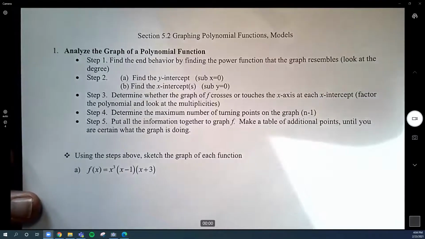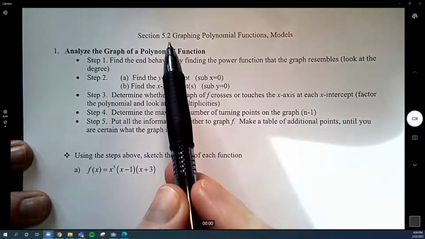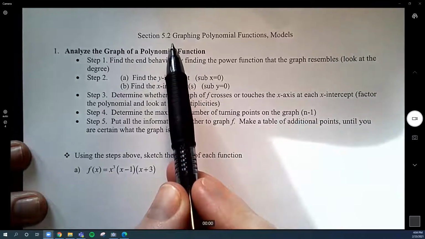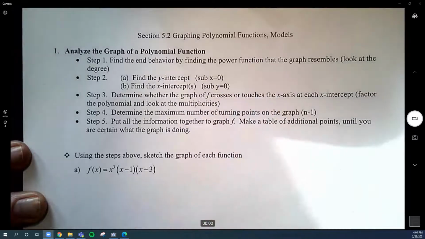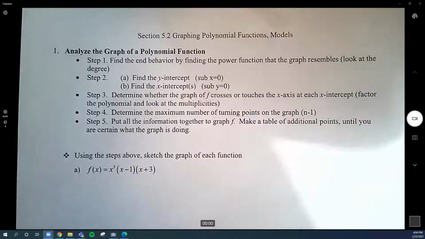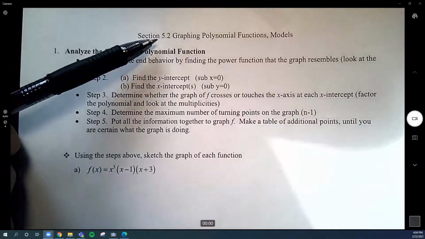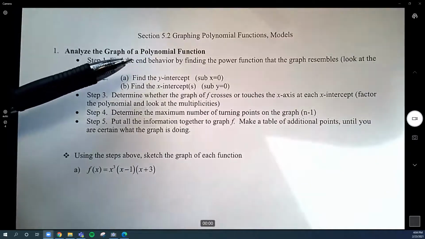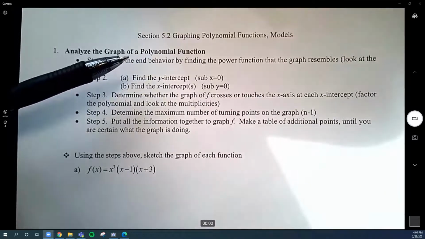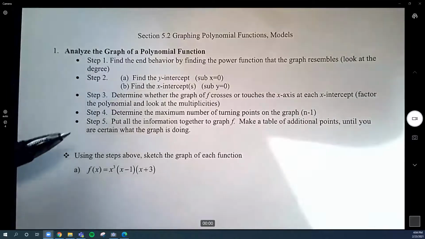In this meeting, we're going to be discussing section 5.2, which deals with graphing of polynomial functions and their models. What we're going to be doing is analyzing everything you learned in the previous section, 5.1, which was all the details about the graph of a polynomial function, and now we're going to put all those details together. I've listed a 5-step process to help you create these graphs by hand.